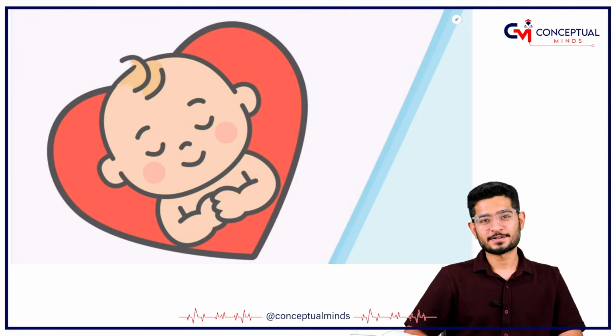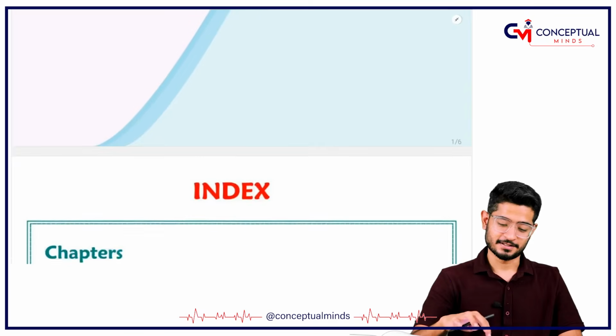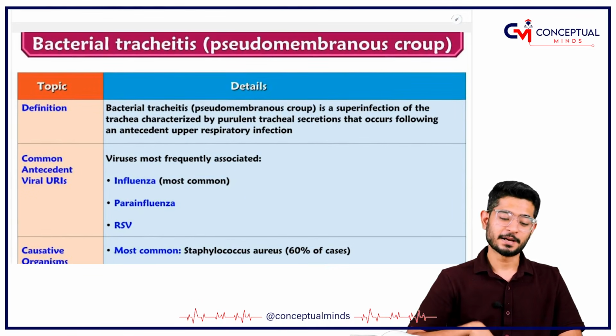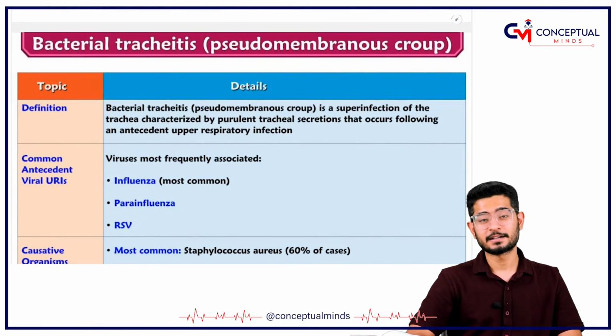The topic of discussion for today is pediatric infections. So in pediatric infections we are discussing bacterial tracheitis today. What is bacterial tracheitis? It's a pseudomembranous croup. Okay, so what is pseudomembranous croup?